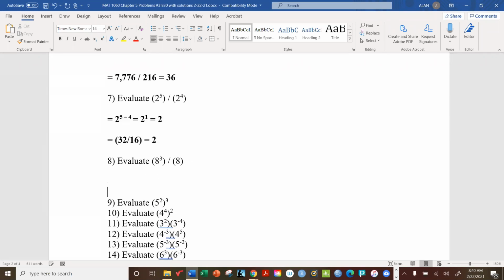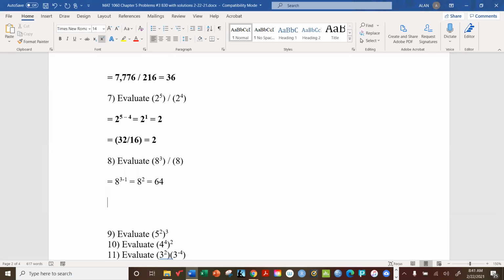Now, this one is interesting because remember, there's an implicit 1. When you have no exponent, there's an implied 1 there. So you can treat this as a to the 1st power. So when we use the quotient rule, you can treat this exponent as 3 minus 1, which is equal to 8 squared. And that, of course, is 64. Or the other option is to recognize that 8 to the 3rd power is 512. Divide that by 8, and you will, of course, get 64.